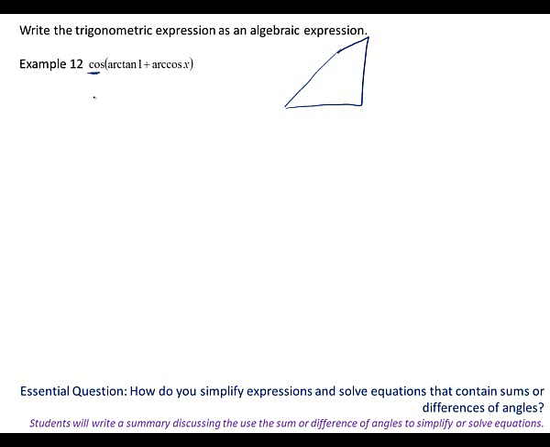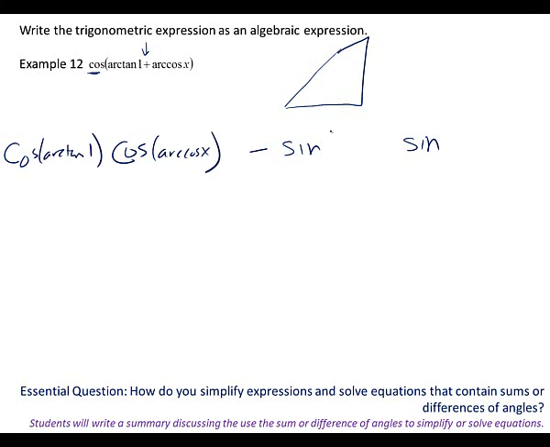So, cosine, what's our cosine pattern? Cosine, cosine, sine, sine, right? And what operational symbol am I going to use? Negative. We got to change it, right? And then our angles are arctangent of 1 and arc cosine of x.